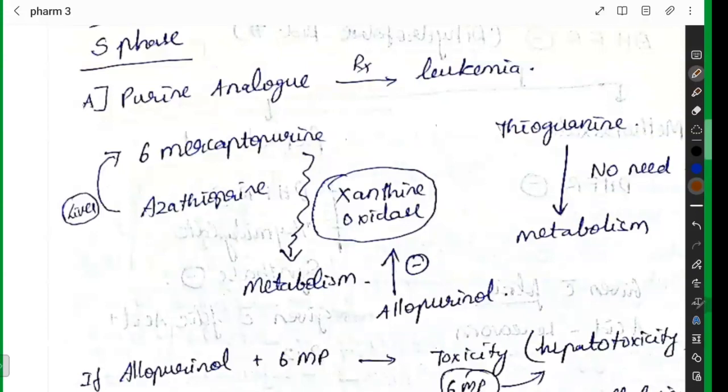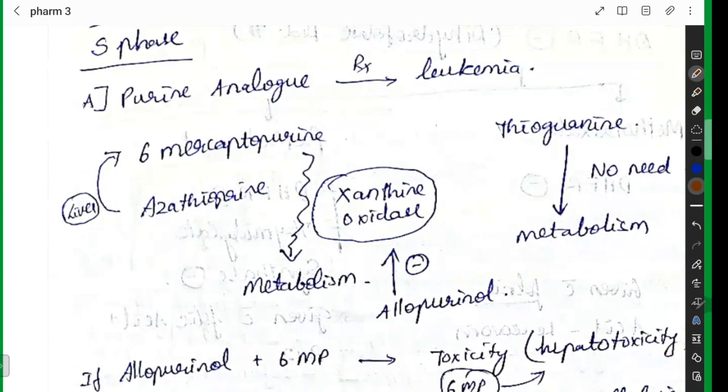S phase is DNA synthesis, guys. Very easy. Can you name a drug which we saw already that is going to inhibit your S phase? Irinotecan, excellent. What is it going to inhibit?